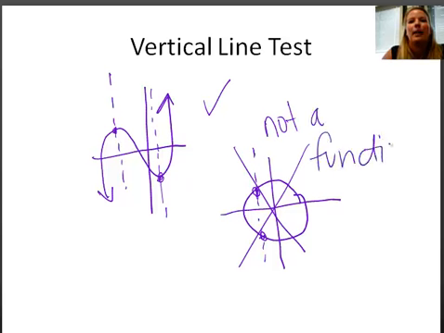So if you're talking about a graph, the easiest way to say whether it is or is not a function would be to draw a vertical line and see if it touches the graph more than once.